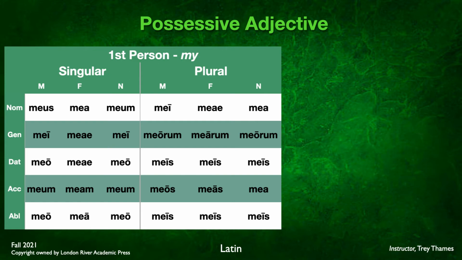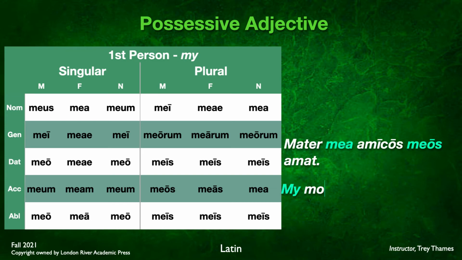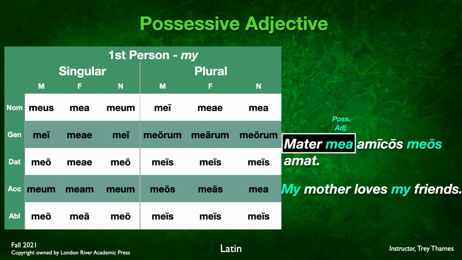One more example. Here we have mater mea amicos meos amat. My mother loves my friends. Again, mea is the feminine nominative singular, describing mater. And then we have meos, which is the accusative plural masculine, describing amicos. Both of these are possessive adjectives describing their respective nouns, mater and amicos. My mother loves my friends.